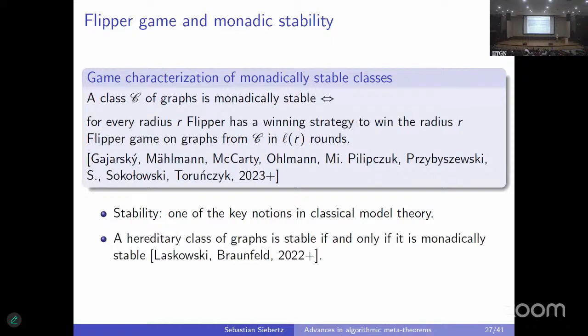The game was introduced here, and it turns out that stability in classical model theory would not be defined with this coloring step that we have here, but it turns out that in hereditary graph classes, stability and monadic stability are just the same. So we are really working in the right framework, as it turns out.